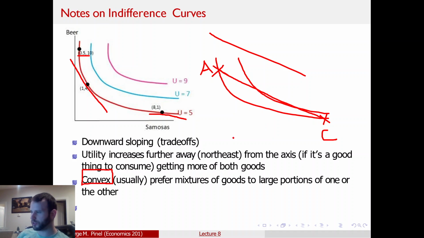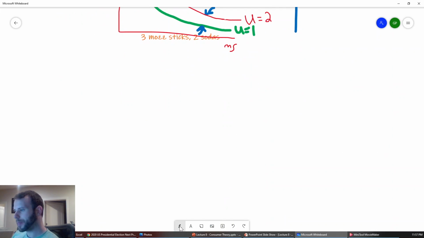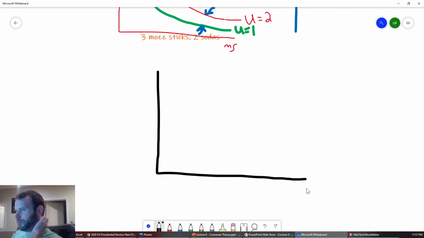I'm actually going to redraw this with different colors because this is not very helpful. So let me reiterate that point. Okay, so let's get my axis. And it doesn't matter if you have beer or samosas on the axis, just like the PPF. I'm going to tell you which one I want on what axis. So let me be consistent with the other graph, but it doesn't matter. It's not economic theory that you have to have samosas on the y at all points.